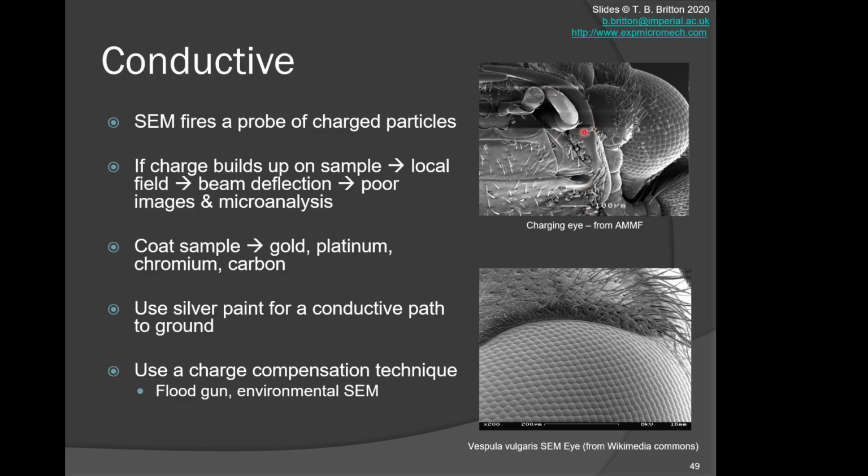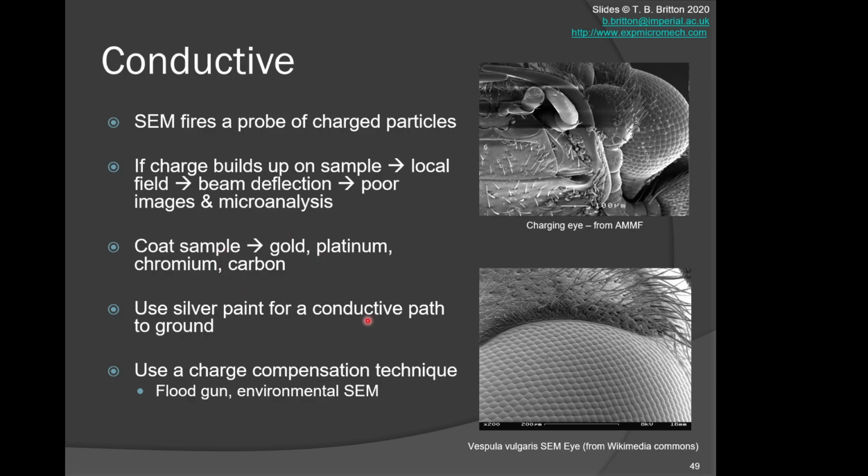So this is a charging eye sample. If it's not charging, you get these beautiful pictures of eyes with no charging artifacts, and you see a lot of detail. Charging is really important for microanalysis because you're not getting microanalysis from the specific location you care about. You also get beam deflection, and you get poor images and poor microanalysis thereafter. You can coat your sample to reduce charging. You can use gold, platinum, chromium, or carbon. It depends. Again, talk to your group mates, have a look in the literature, or talk to the facility managers for advice.